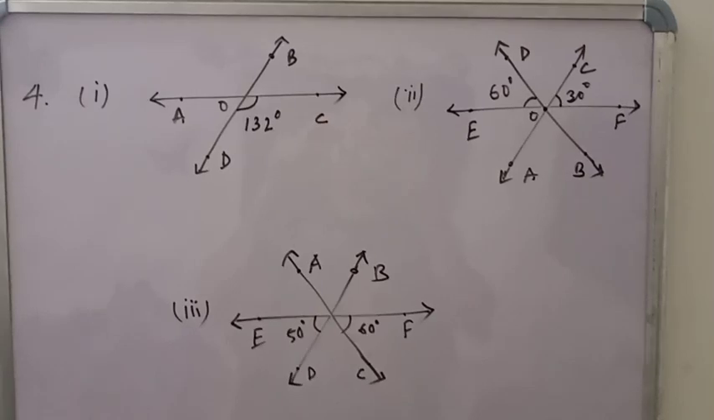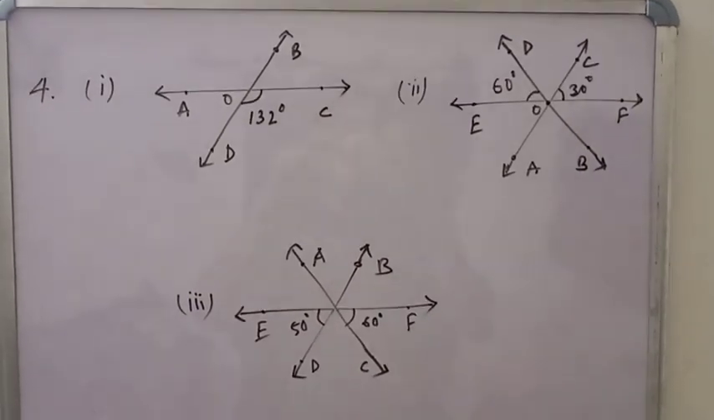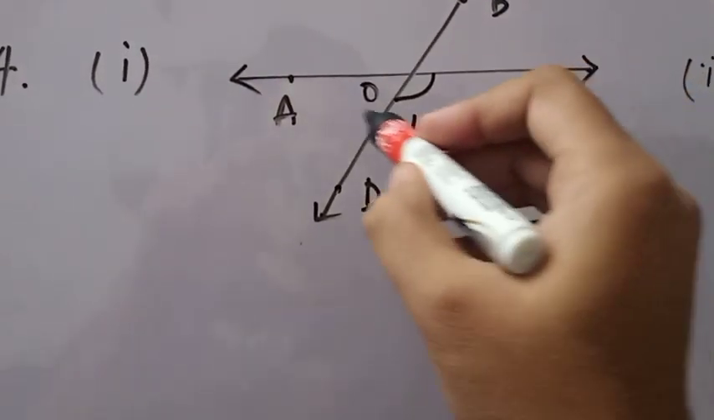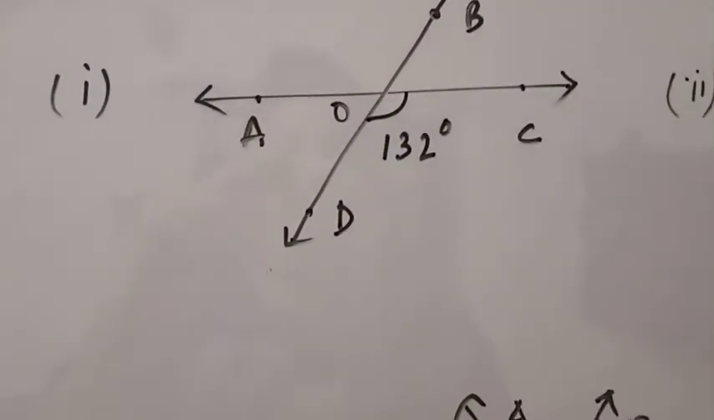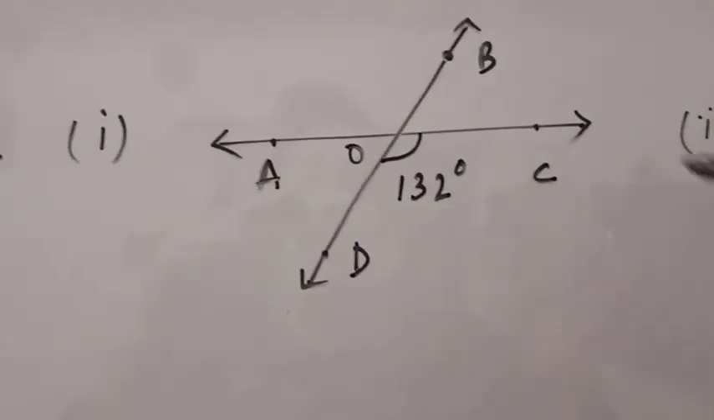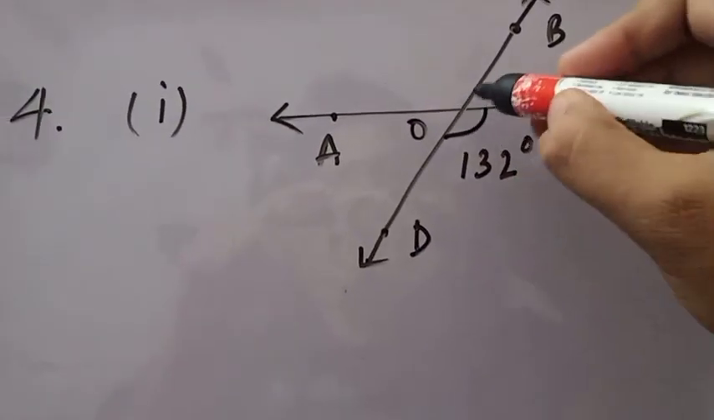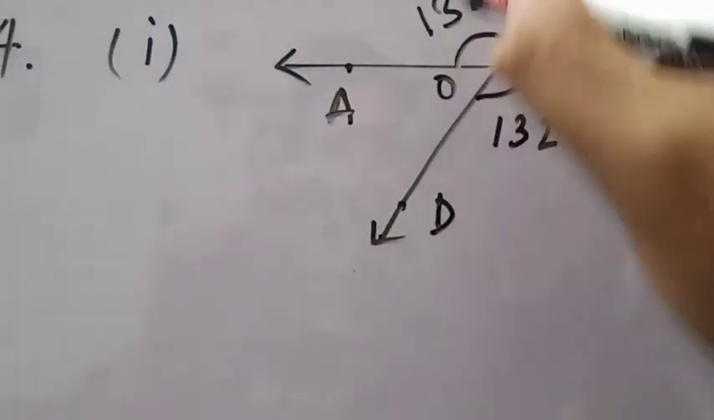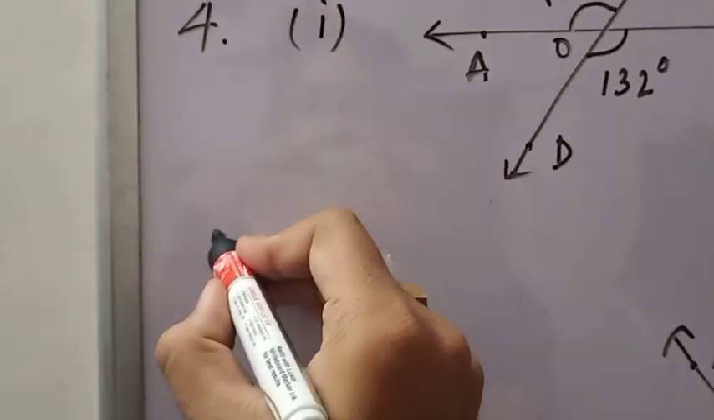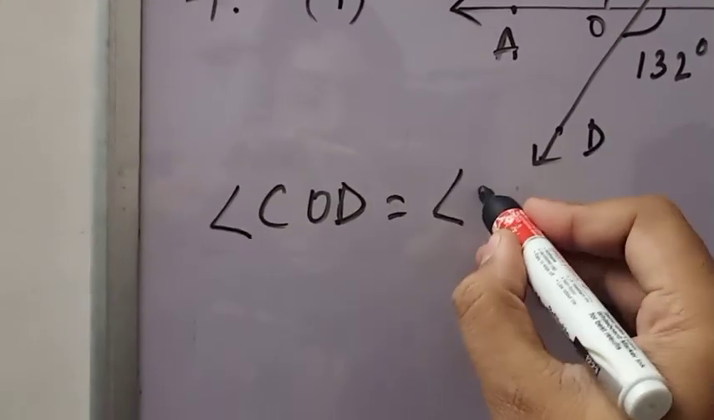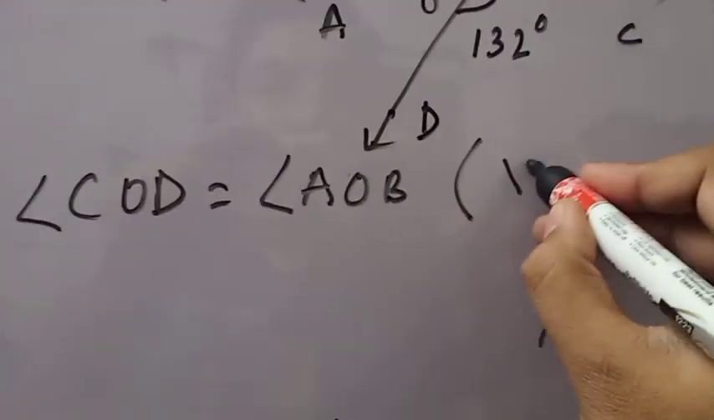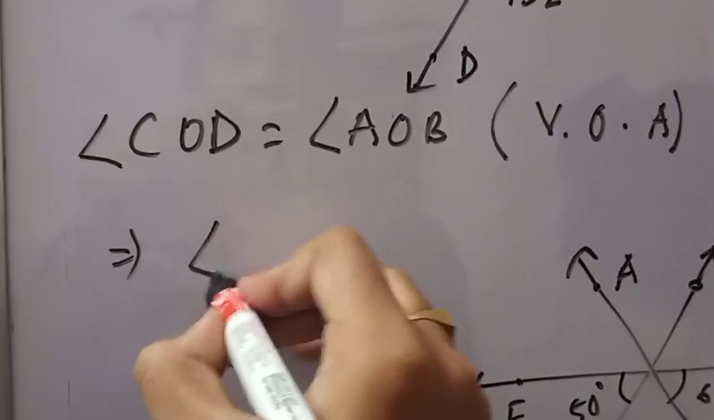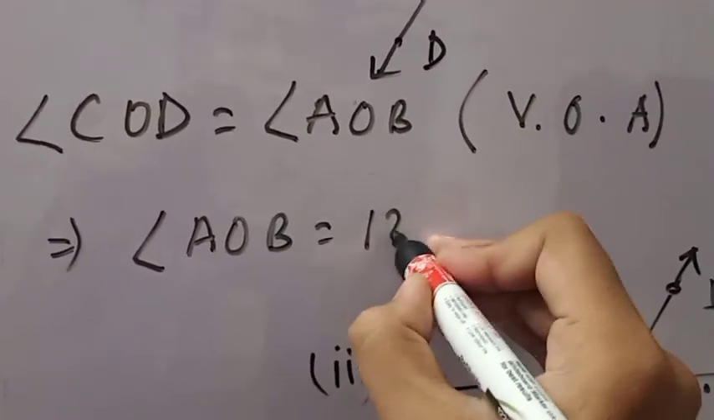Now in 4A 1, 2, 3, see that 3 figures are given. You have to find the angle AOB. So in the first figure, see that X is given. So that means vertically opposite angle. See that here this angle is vertically opposite to this angle. That means AOB. So similarly we can write this is also 132. So COD equals to angle AOB. Why? Because vertically opposite angle. So we can say that angle AOB equals to 132 degree.